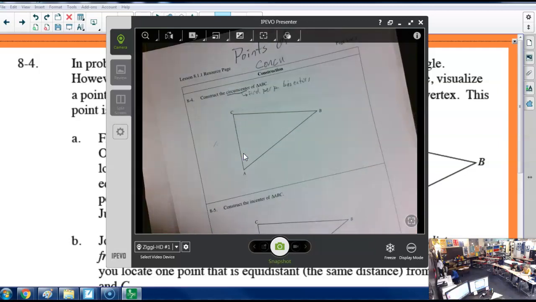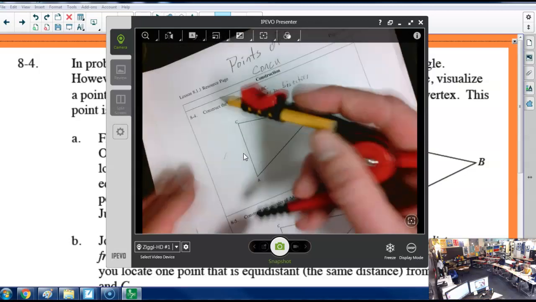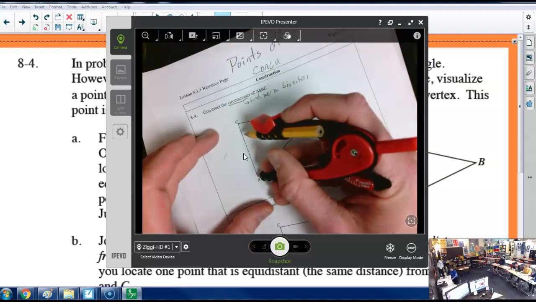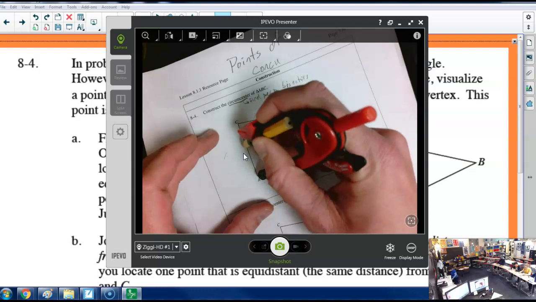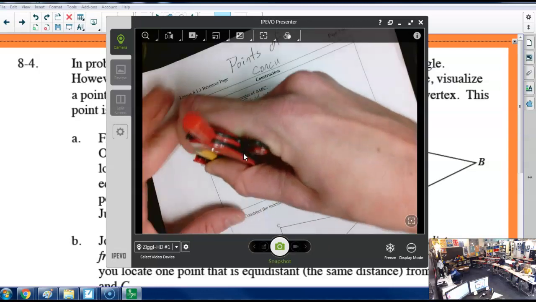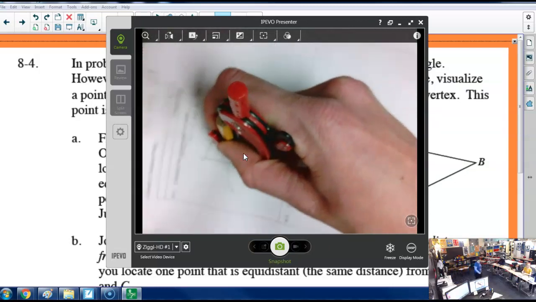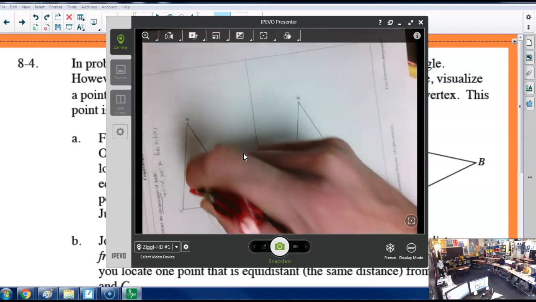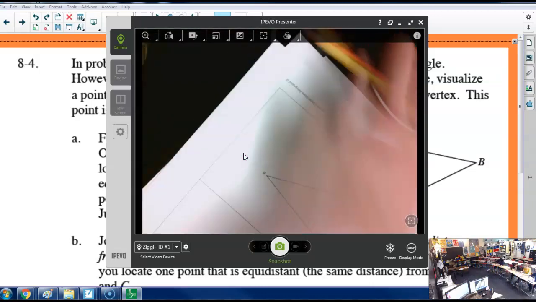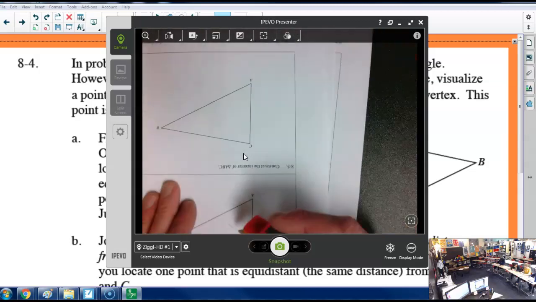My compass isn't tight enough. You think that it already opened that room? Oh my lord. Yeah, we're all already open. Oh, they're over there. This works easiest if you can rotate your paper. Remember that.